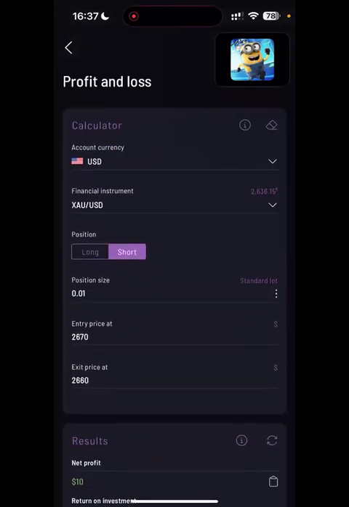So guys, whether it's a sell or a buy, calculating your risk is very simple, very easy, and make sure you do it before you take any trade. Very, very, very important.